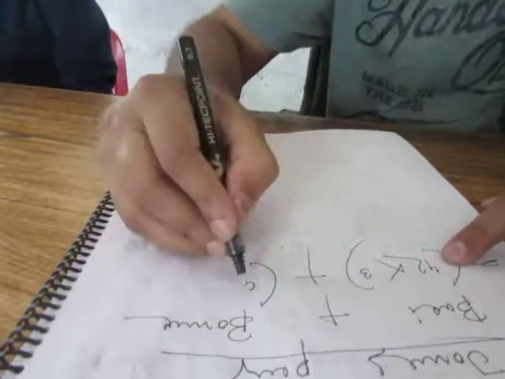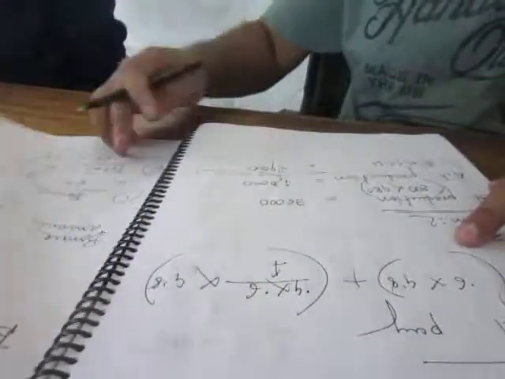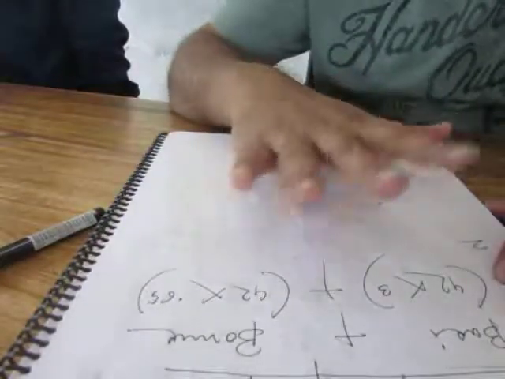plus bonus. Bonus means the hours he activated. 42 hours is activated, and for those 42 hours, each hour the bonus will be at 0.65. Clear?